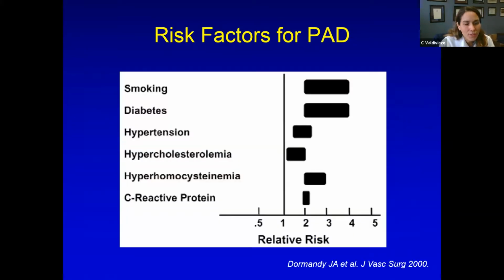The risk factors for PAD are really the same as those for atherosclerosis and disease in other vascular beds, and those include smoking, most importantly, and diabetes, which are the strongest risk factors or predictors for PAD. Other risk factors that are important too, but to a slightly lesser degree, are hypertension and high cholesterol. Hyperhomocysteinemia has also been observed in PAD, as well as the presence of elevated C-reactive protein.